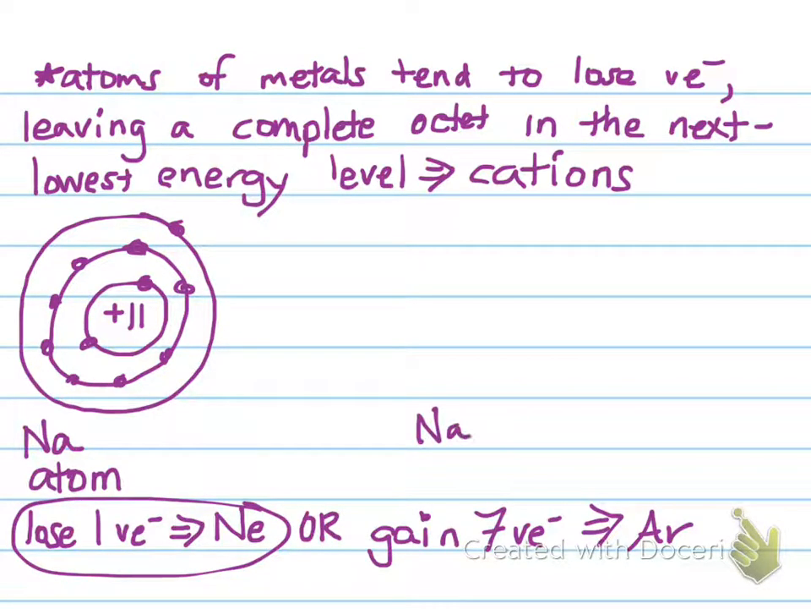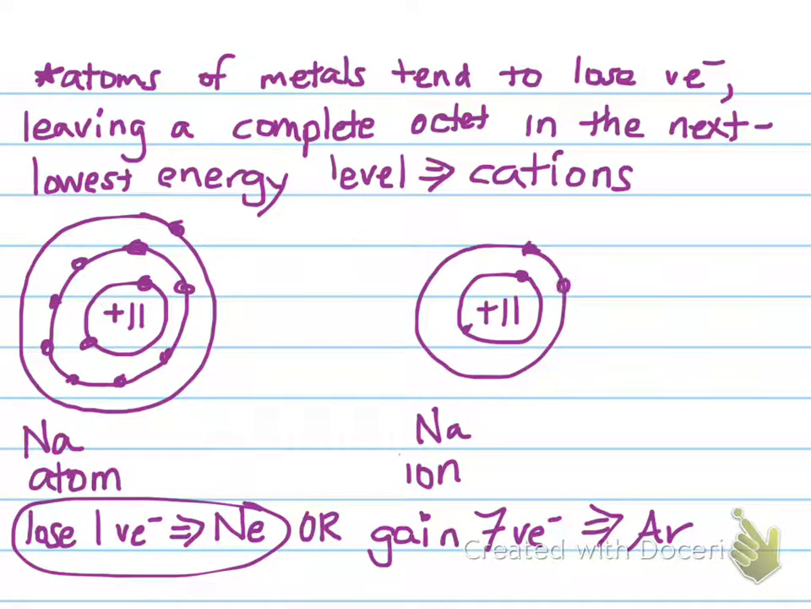So sodium as an ion is still going to have 11 protons, and it's still going to have 2 electrons in its first energy level. But now 8 in its second. Now it has 10 electrons total. So this is sodium's Bohr diagram when it's a sodium ion. Notice we still have a complete octet, but sodium as an atom had 3 energy levels. Now sodium as an ion has 2 energy levels.